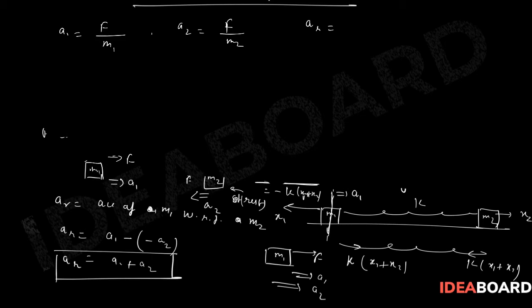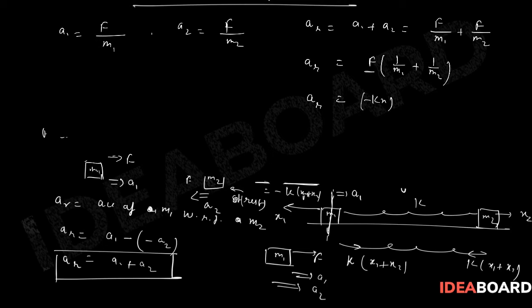So a relative is equal to a1 plus a2. We can substitute the values: F by m1 plus F by m2. And in a relative, we can take F common. This is 1 upon m1 plus 1 upon m2. So a relative will be equal to, the value of F is nothing else but minus kx, so minus kx times (1 upon m1 plus 1 upon m2). Correct. So now what I can do, this is minus kx, take LCM.